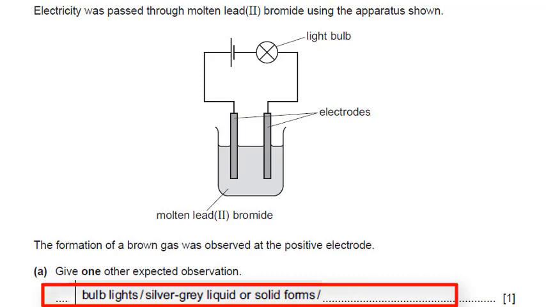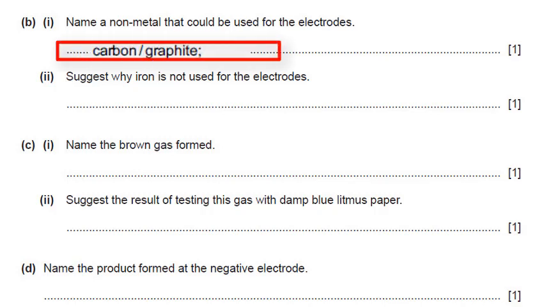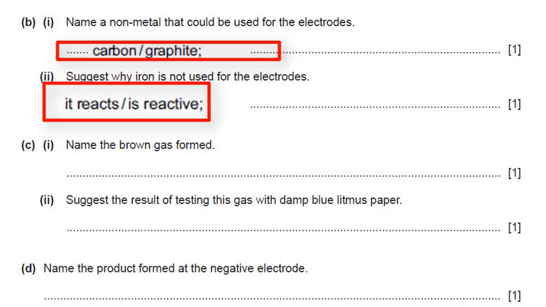And now let's tackle the second question, which is: name a metal that could be used for electrodes. So we have two possible inert electrodes, which are platinum and carbon, but the question determines the non-metal one. So the non-metal will be carbon or graphite. And let's go to part II. Suggest why iron is not used for the electrodes, because we are using inert electrodes. Iron is not inert, so the answer will be.